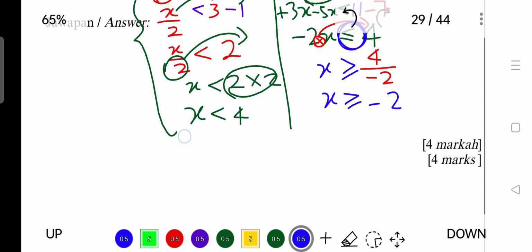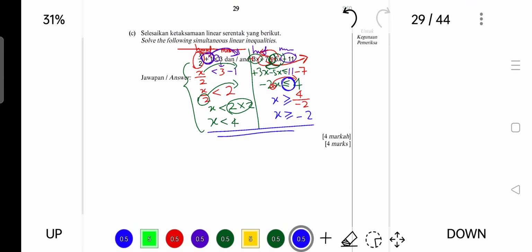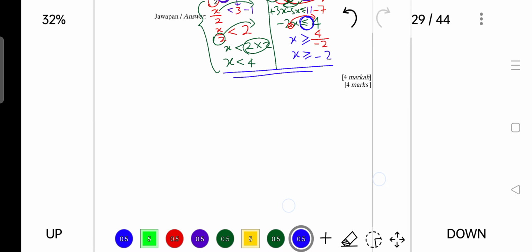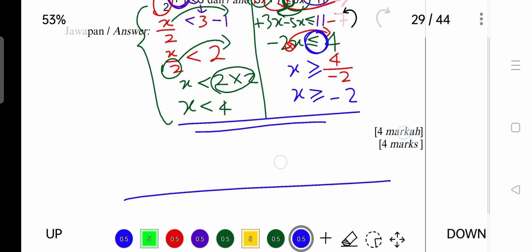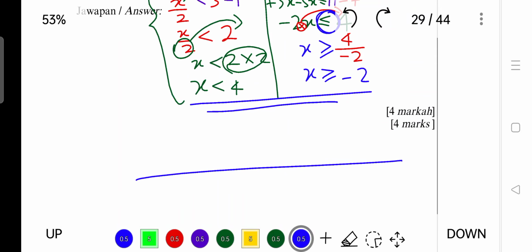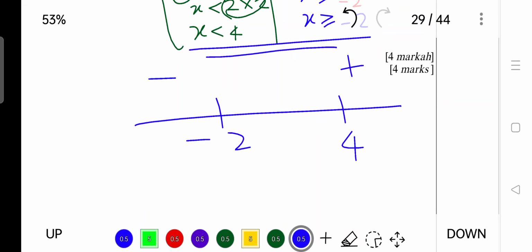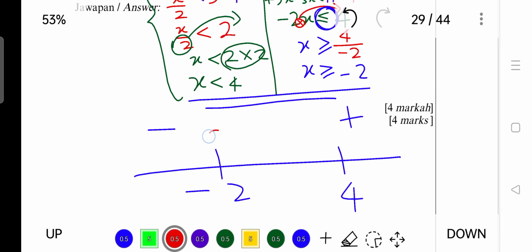All right, now we have these two things. These two things are very important because you're going to use them to draw a number line. You solve these individually, right? Next, you're going to solve them together. How? By drawing a number line. Your negative number is always at the left, your positive number is always at the right. So I'm going to put a negative 2 over here and a positive 4 over here. Next, I'm going to draw a circle.